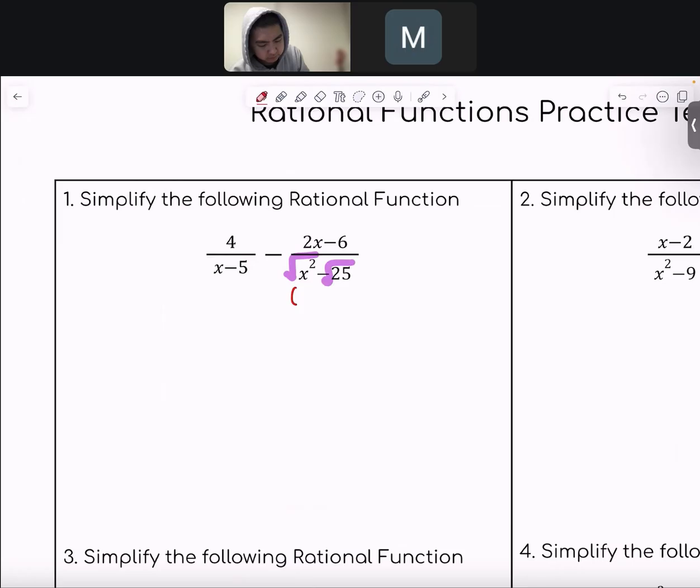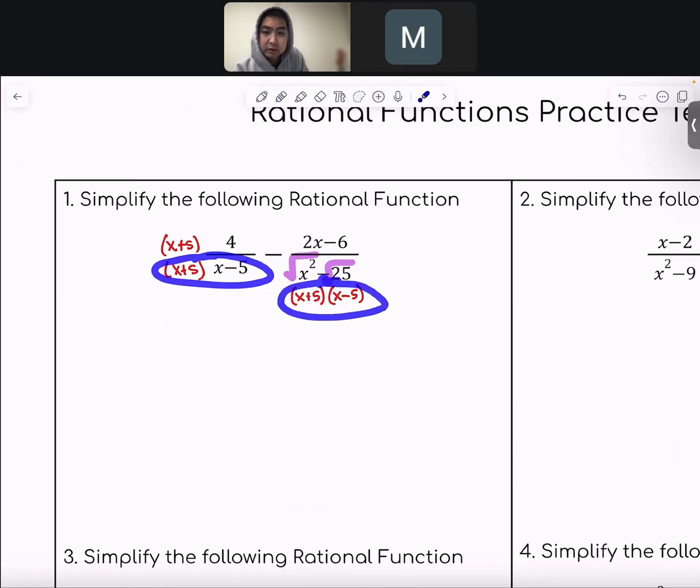So what times what is x squared? That's x times x. What times what is 25? That's 5 times 5. And then we put plus and minus, right? So you factor that, so that's the denominator. Now remember, we have to try to get the denominators to match. Well, when we look at these denominators, this one needs the x plus 5, right? So only on this side you multiply top and bottom by x plus 5. And if you guys look now, the denominators are the same.